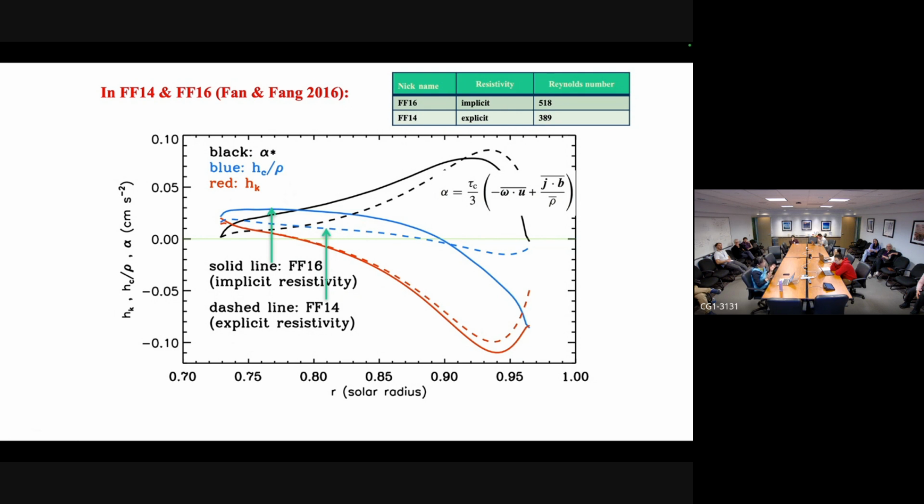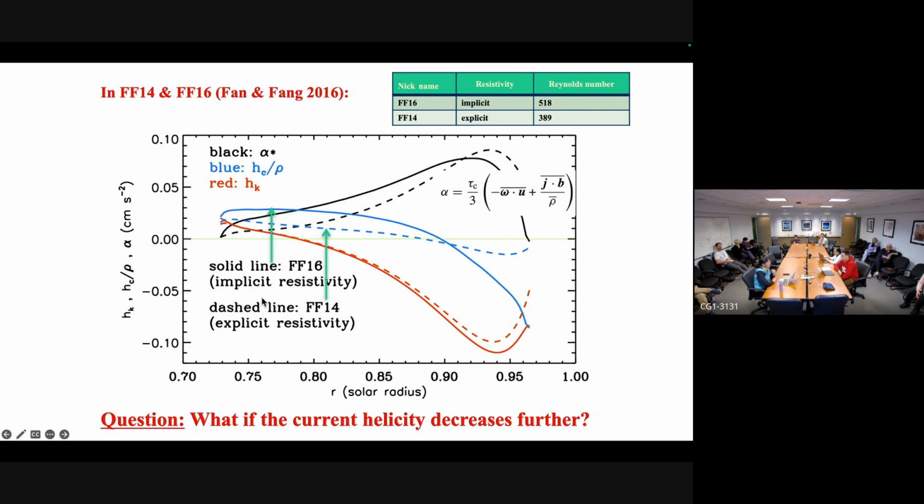how can this hot zone, where they produce their kinetic helicity, disappear or repair? Because I said, what happened if the current helicity decreases further? So here from Yuhong's 14 to 16, they go in this way. So then I asked Yuhong, what happened if we go in the opposite way? Let's go to the lower Reynolds number. Then if it decreases further, then at some point, I guess, right?